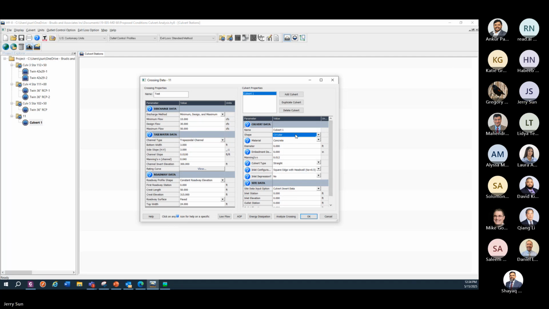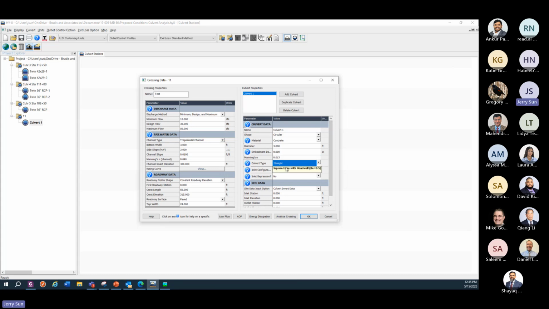So for the culvert shape, most of them use circular concrete, with a diameter of maybe 24 or 36 inches. The Manning's n you see here, by default they use 0.012, we use 0.024, right? They have used 0.013. This is the typical value for concrete pipe.